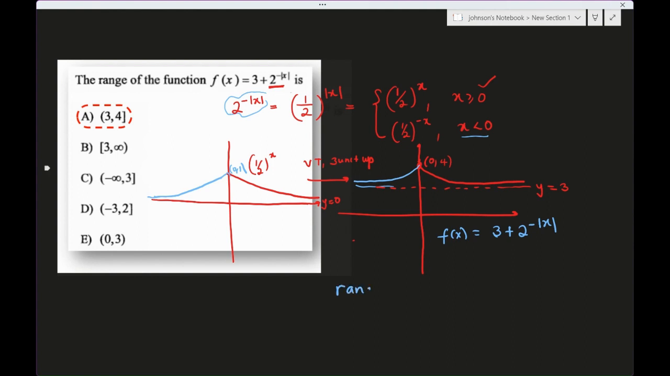And what is the range? Clearly, we can see the range means the values of y. The value of y begins with what? With 3. But 3 in this case is going to be open because it's a horizontal asymptote. Then the highest value is 4. So we have 3 to 4, 3 open, but 4 closed. This is the range of this function.